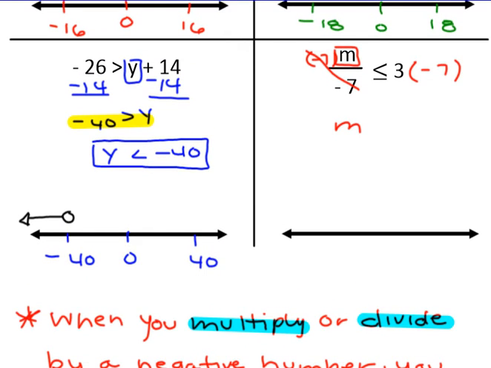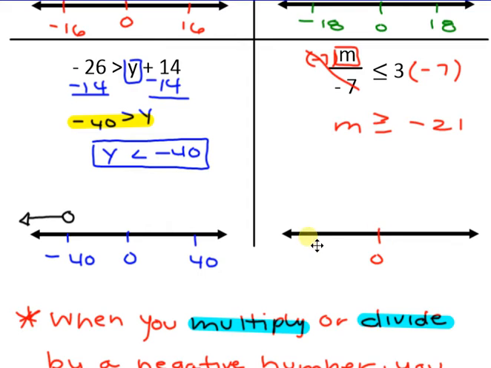So let me show you what I'm talking about. So 3 times negative 7 is negative 21. In this case, I was multiplying by a negative number, by negative 7. So I still bring down my m. This still happens normally. 3 times negative 7 is negative 21. But instead of bringing down this sign as less than or equal to, it becomes greater than or equal to. Okay? That's the only difference.